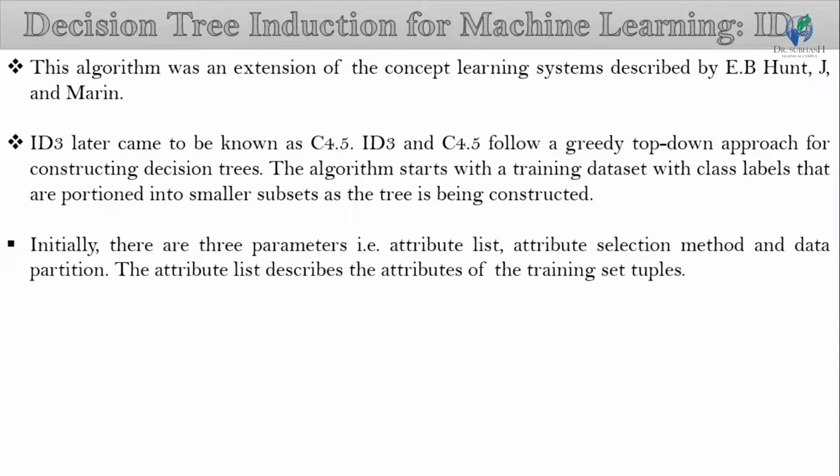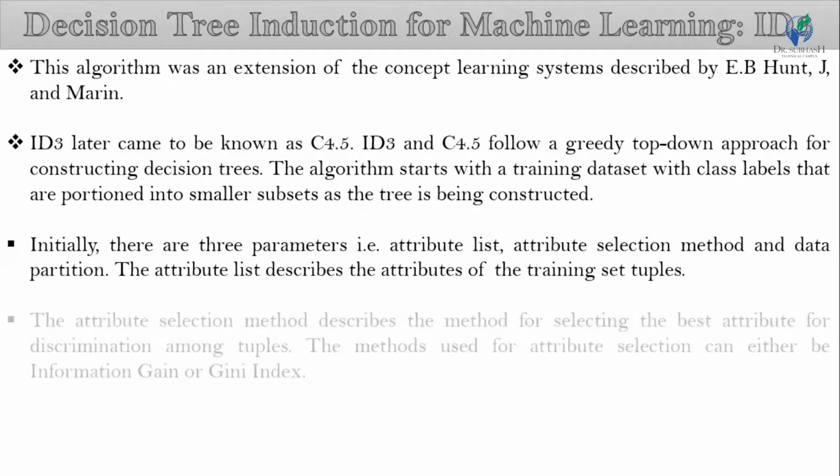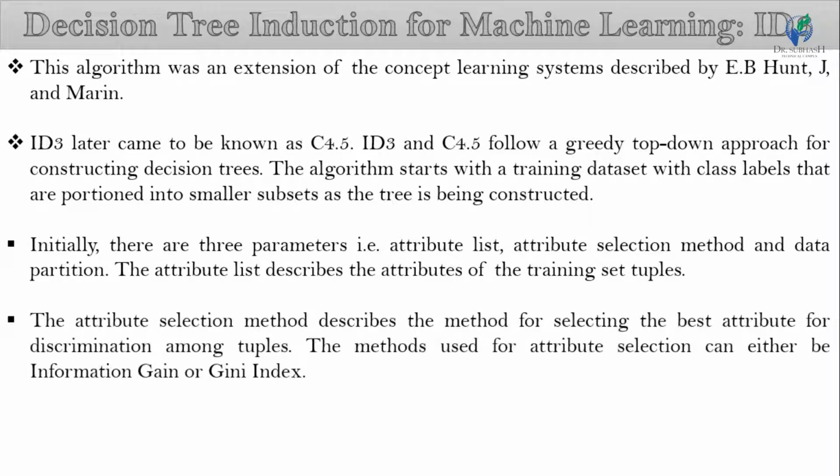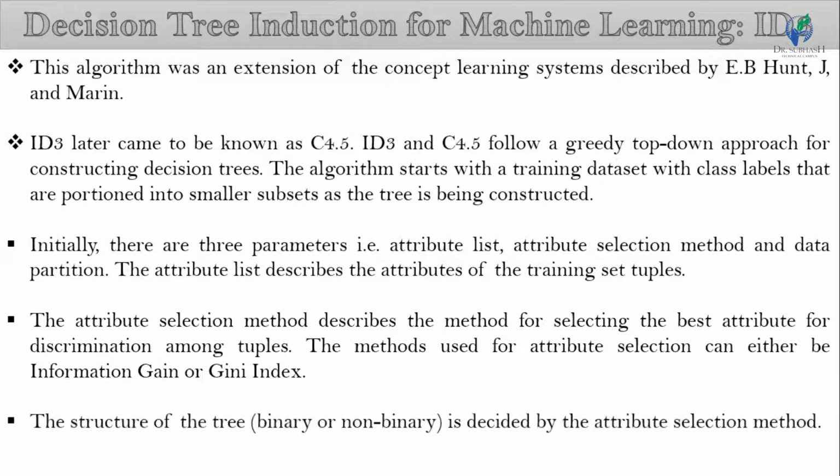The attribute list describes the attributes of the training set tuples. The attribute selection method describes the method for selecting the best attribute for discrimination among tuples. The method used for attribute selection can either be information gain or Gini index. The structure of the tree, whether binary or non-binary, is decided by the attribute selection method.